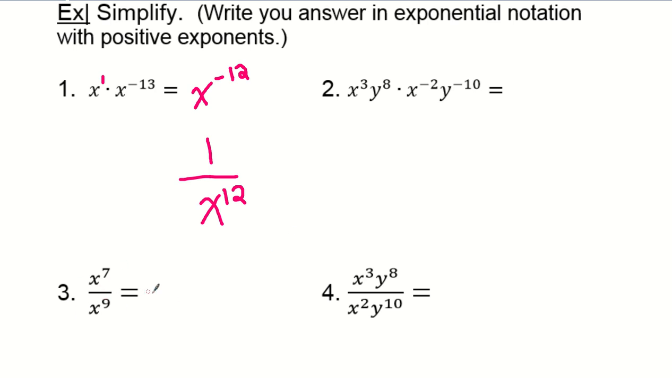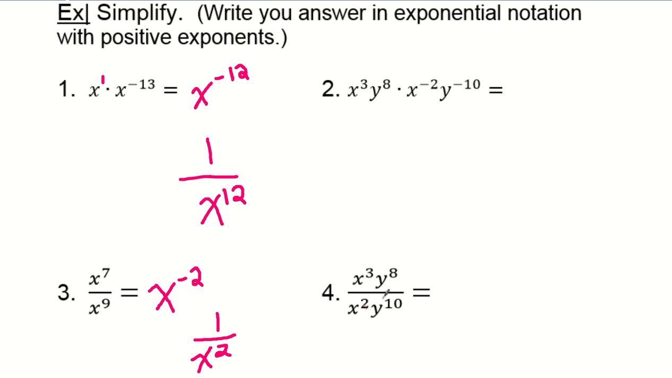Here, this is the situation where you would subtract powers first, and 7 minus 9 is negative 2. Now it's time to make the adjustment for the final answer. Move the x down to the denominator, and what's left up top in the numerator is a 1.